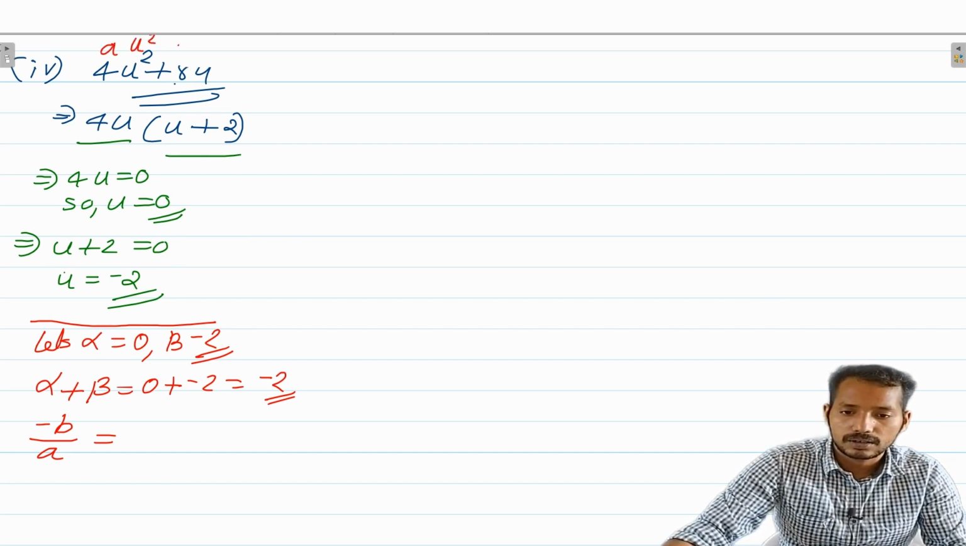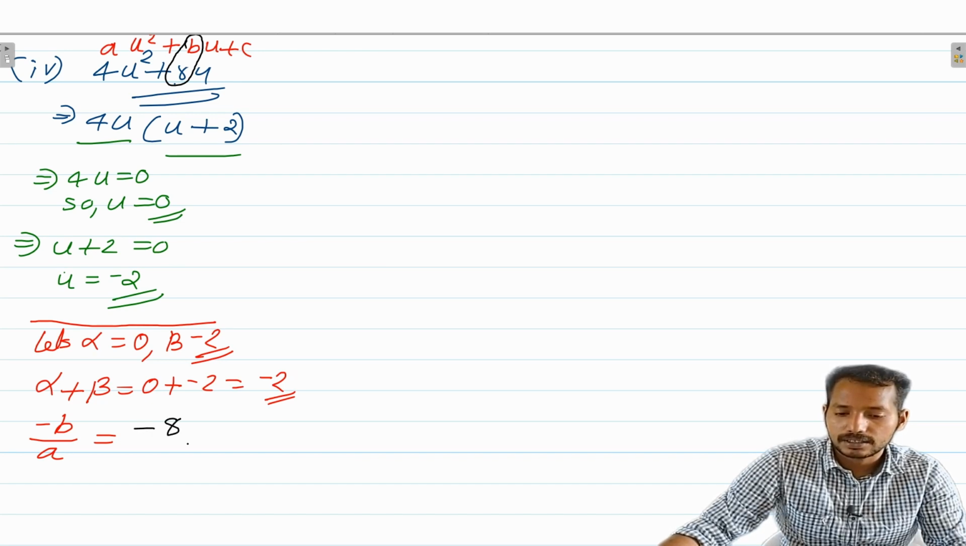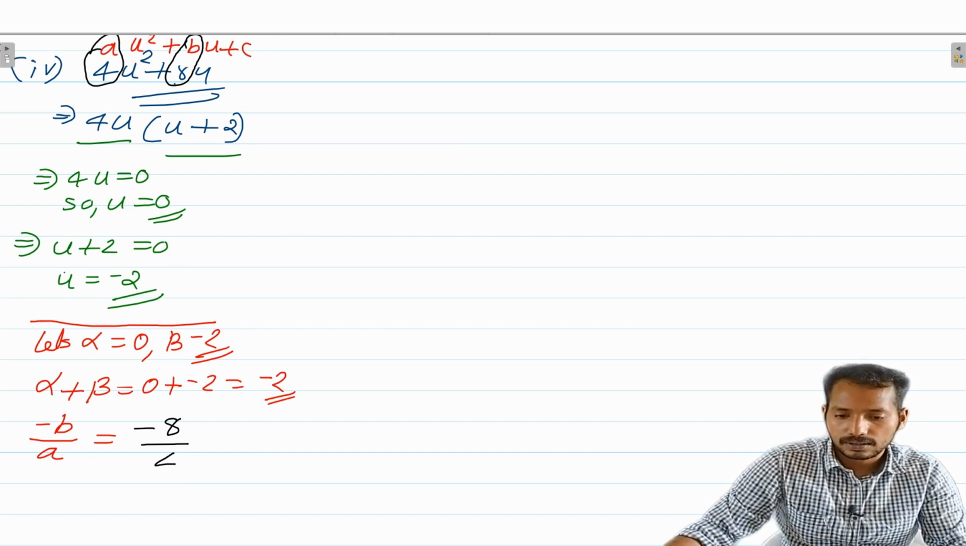a u square plus b u plus c. So here b is equal to 8. Minus b is minus 8, divided by a, which is 4. A is equal to 4. Which is minus 8 by 4, equal to minus 2.